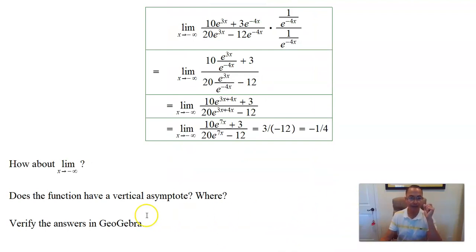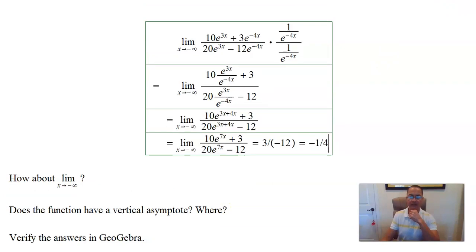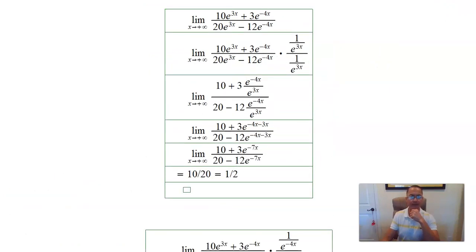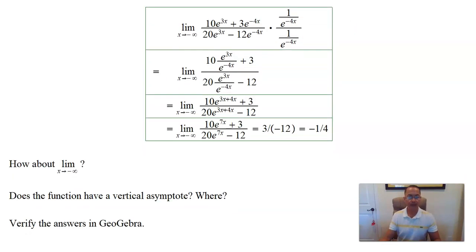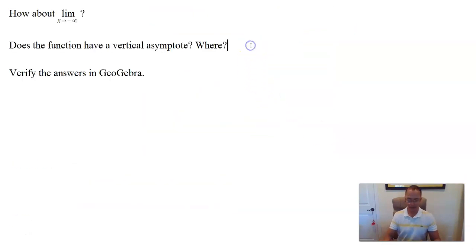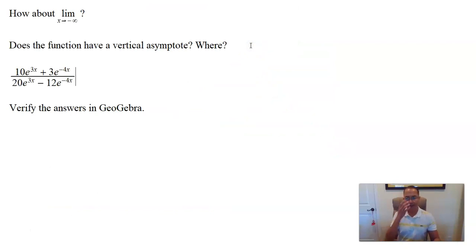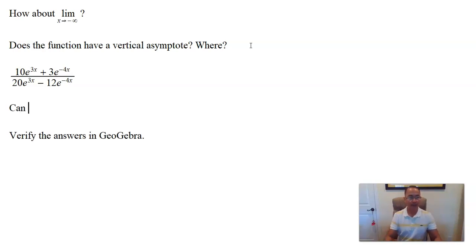Okay, our last question. We want to know, do you have a vertical asymptote and where? We're not going to ask what's the limit as you approach from the right or from the left. Just, do you have a vertical asymptote? But here's our problem. What did we see for our last example? To get a vertical asymptote, you need to be dividing by 0. So can the denominator, 20e to the 3x minus 12e to the minus 4x, be equal to 0?